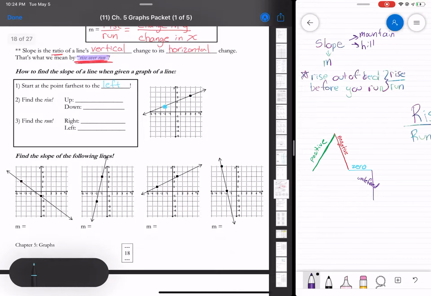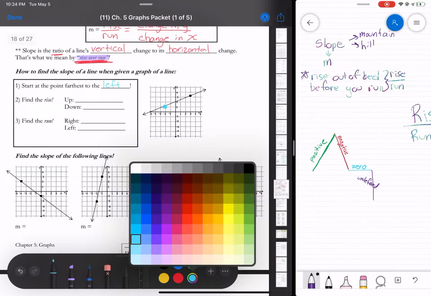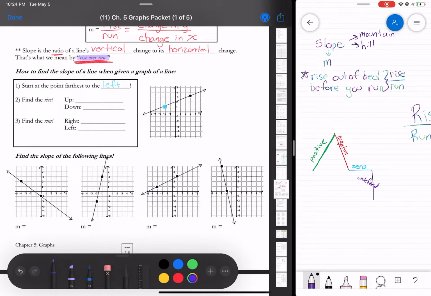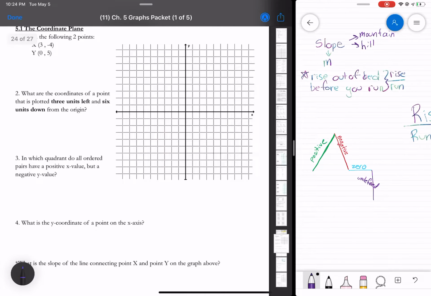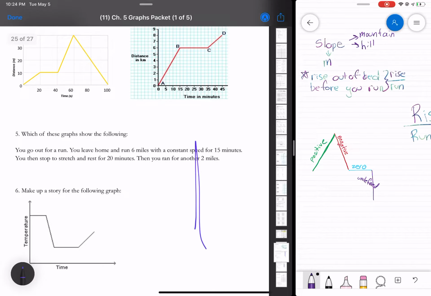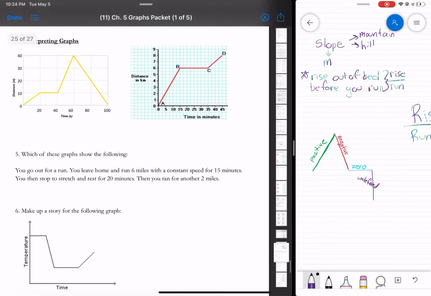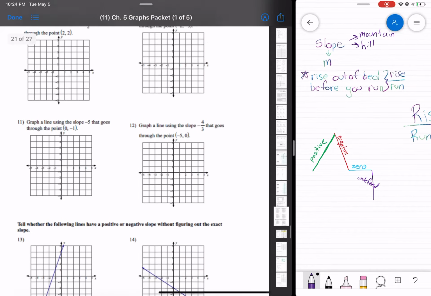We want to find the rise. So we want to see, okay, do I have to go up or down to the next point? I realize that I have to go up, right? So I'm not going down. I'm going up. Oh no. Little bit of a malfunction, but that's okay. Just got to get back to the page.